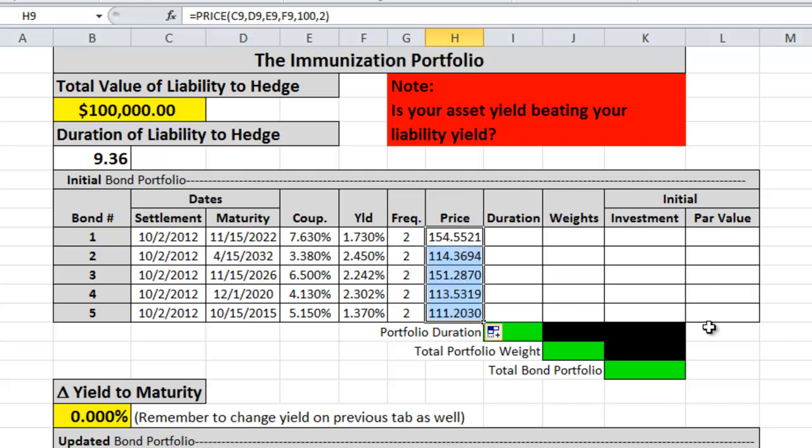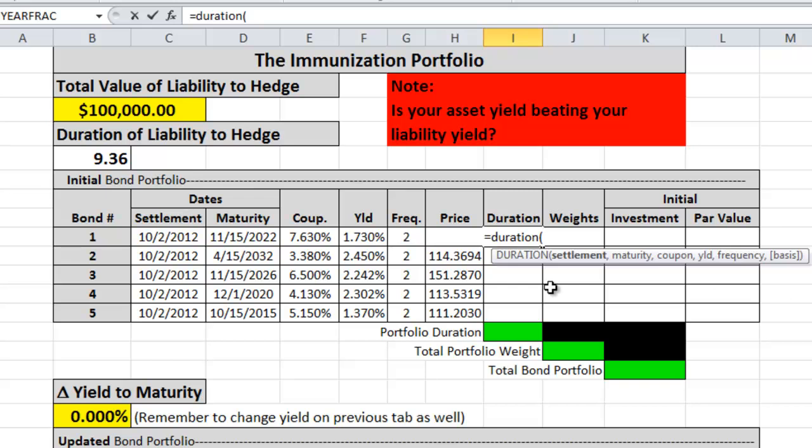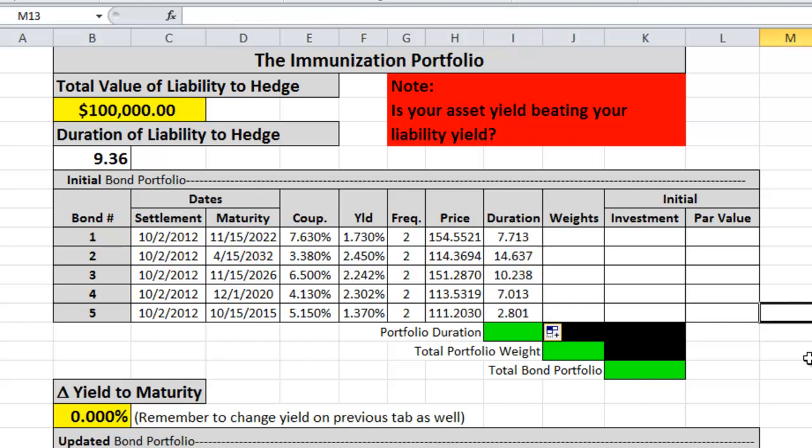Slide that formula all the way down, and now let's figure out the duration. Same thing, settlement, maturity, coupon rate, yield to maturity, frequency, and those are the durations of our 5 bonds.